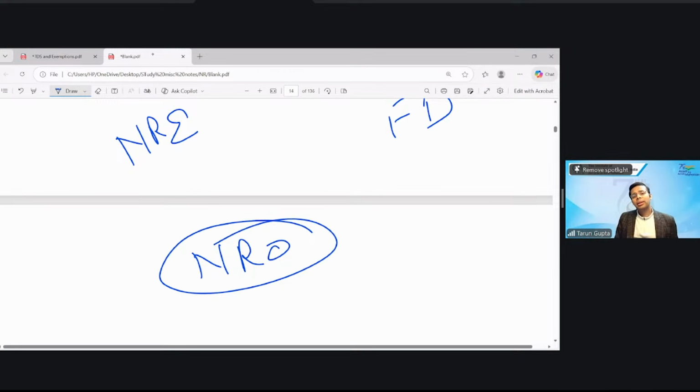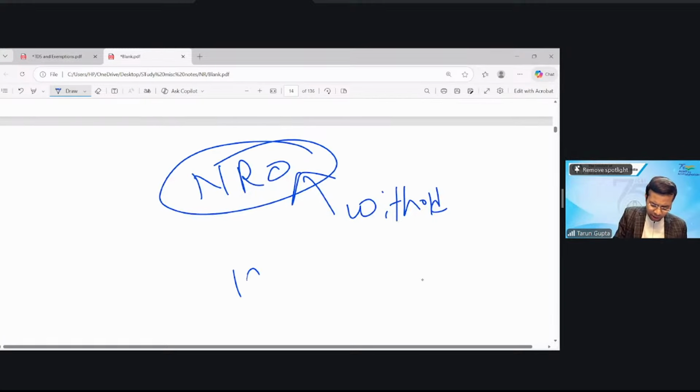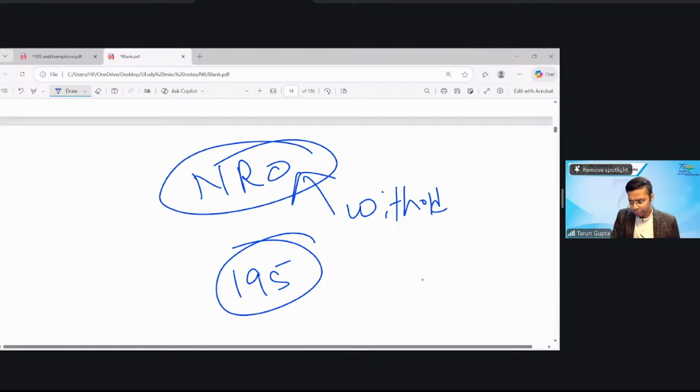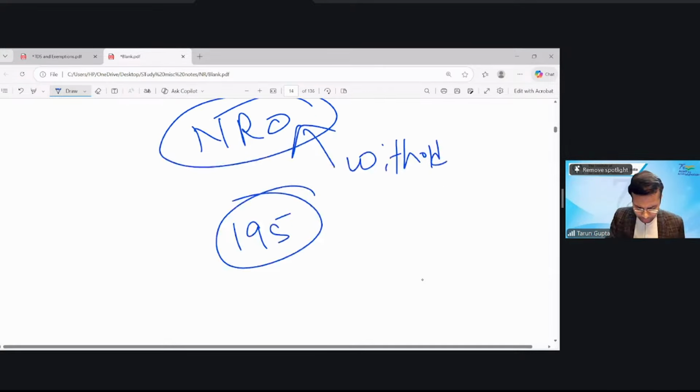If there is money lying in the NRO account and the interest is received in the NRO account, the bank shall withhold tax. Can you tell me in which section? Bank shall withhold tax in which section in case of interest from an NRO account? Simple. Section 195. I think it's clear.